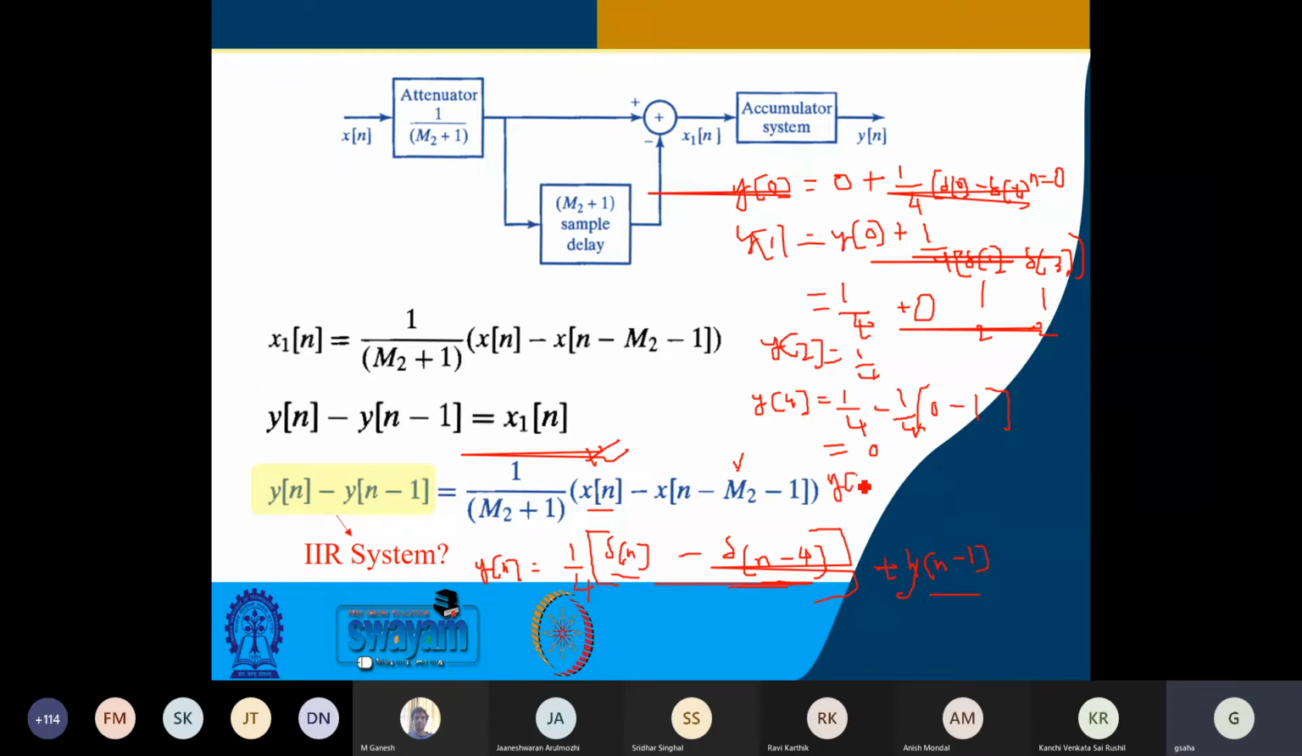After that, what happens? y5 is y4, which is now 0, plus del 5 and del 5 minus 4, del 1, which is 0, so y5 is 0. y6 is the past value y5, which is 0, plus del 6 and del 2. We never have a nonzero case coming here, and past values are 0, so all these are 0.